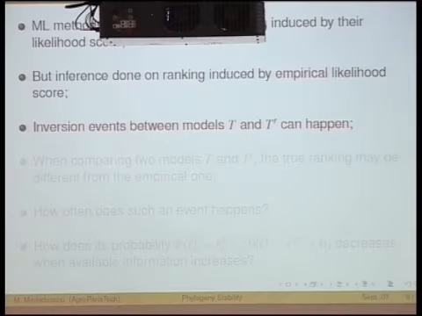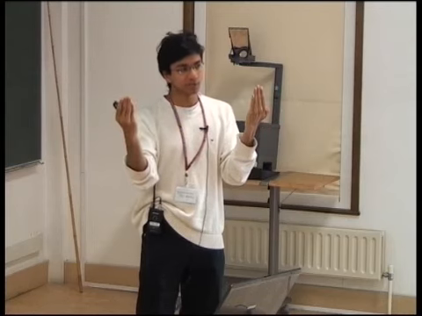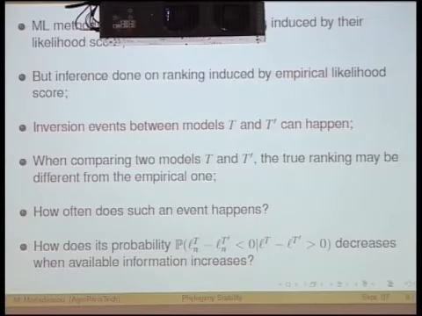inversion events can happen. Consider you have two models, T and T prime, and the likelihood scores give a certain ranking. For example, T has a lower score than T prime. You would like to retrieve T prime, but it can happen just by chance that considering your data set, T prime has a lower score than T, which is something you don't want. And the question is, how often does such an event happen? And you believe that the probability of such an event decreases when the available information increases, and in what way?